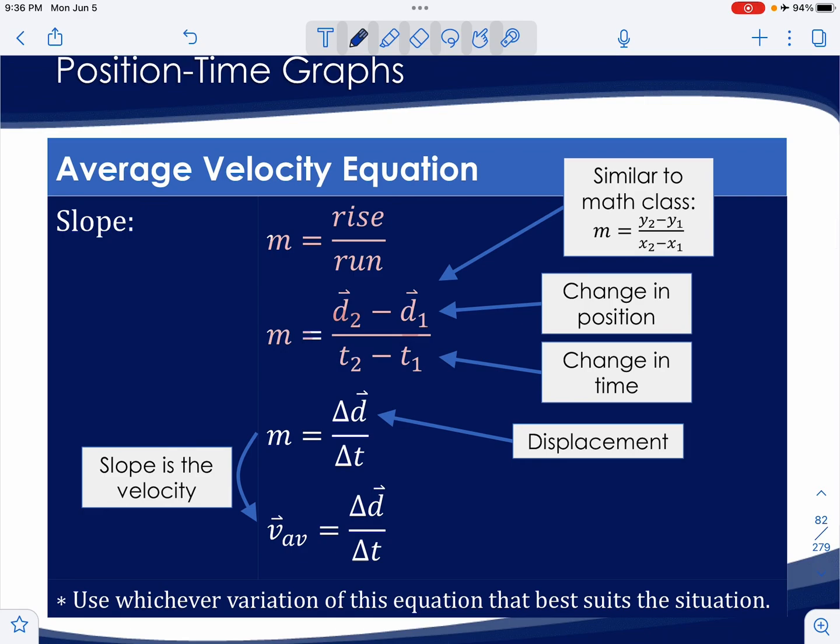And so we could rewrite that because we know that when you do a change in position, you can use the delta D means D2 minus D1, and the delta T means T2 minus T1. And that's identical to the equation we came up with for average velocity. V_av is equal to this. Those are identical. So we know that the slope of a position time graph gives you the average velocity.